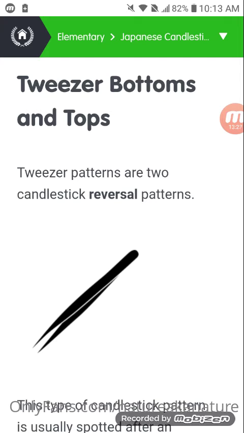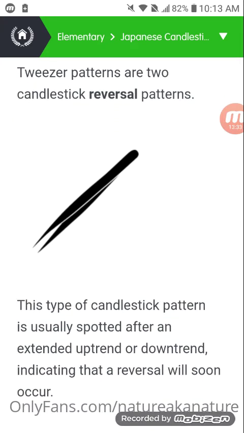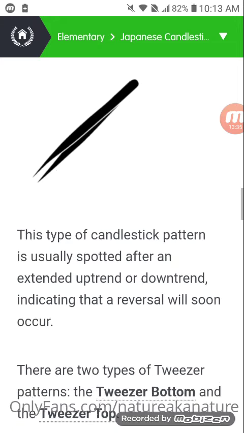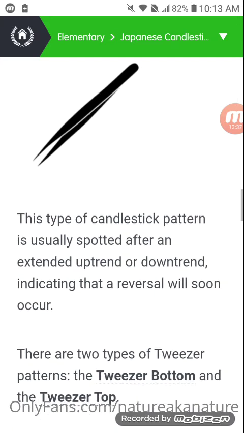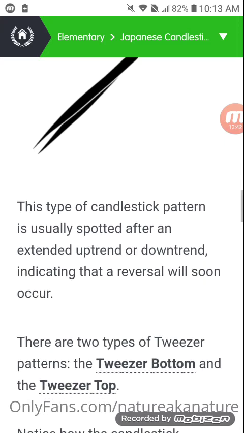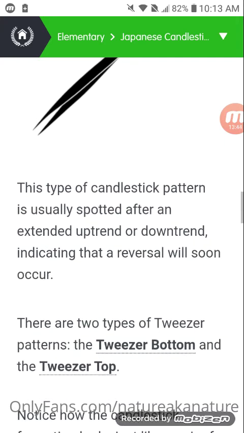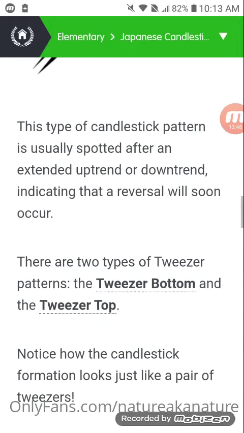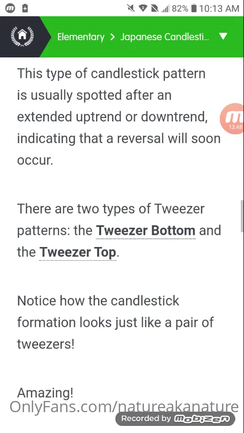This is a double bottom and a double top. A tweezer pattern. They are both two candlestick reversal patterns. These types of candlestick patterns are usually spotted after an extended uptrend or an extended downtrend, indicating that a reversal will soon occur. There are two types of tweezer patterns, the tweezer bottom and the tweezer top.